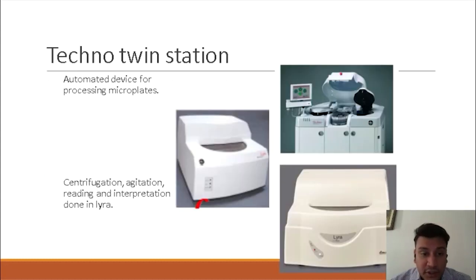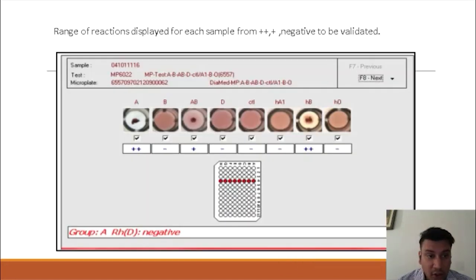Techno-Twin Station is one of the automated methods for processing of microplates, and the centrifugation, agitation, reading and interpretation are all automated in this system. This is how the range of reaction looks.